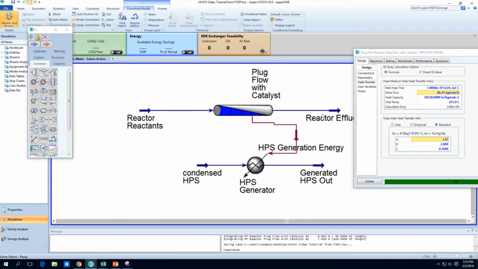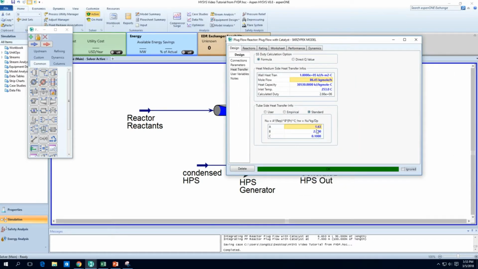Okay, and that, my friend, has helped us to get the amount of steam we can actually generate. Okay, so what is next? We actually have to do the tube side transfer info as well.